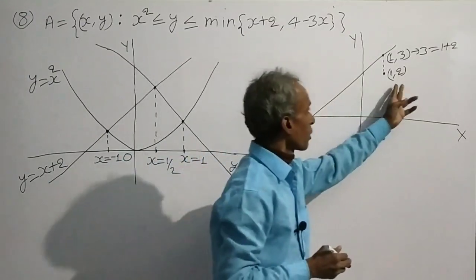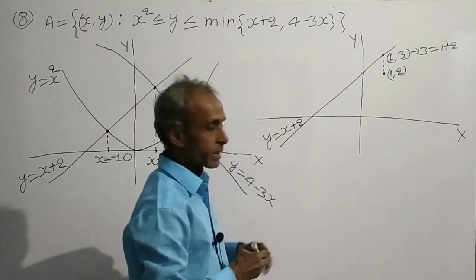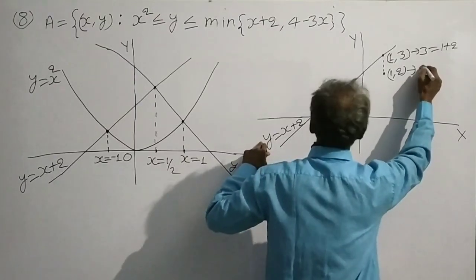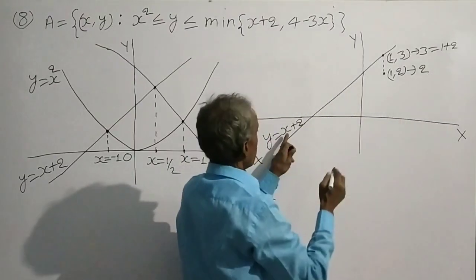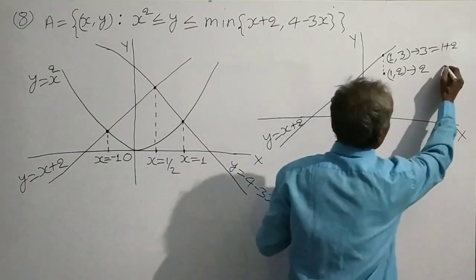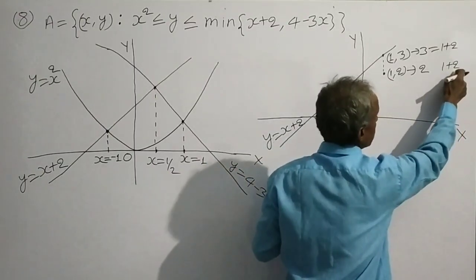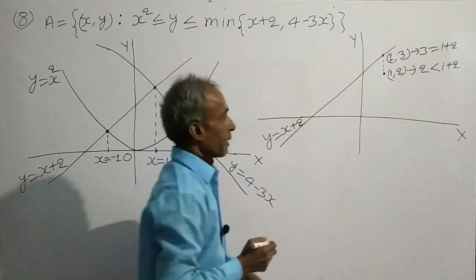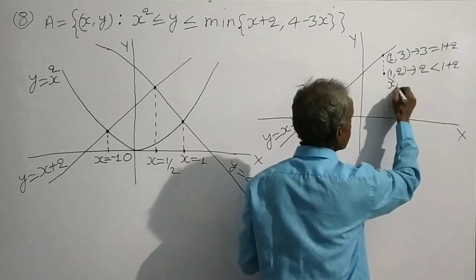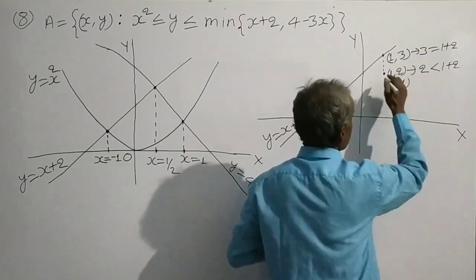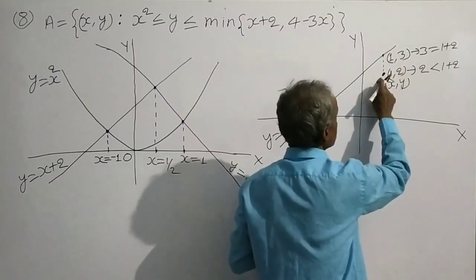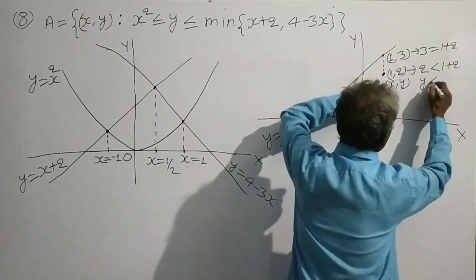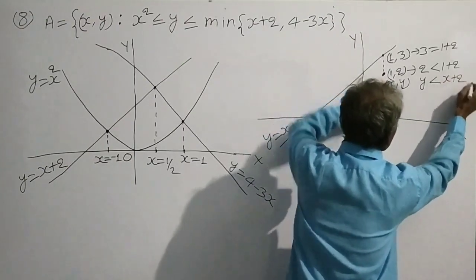When we put the coordinate of this point in this equation, we see that 2 is less than 1 plus 2, since 1 plus 2 is 3. That means when this is (x, y), then for this point, we get y less than x plus 2.